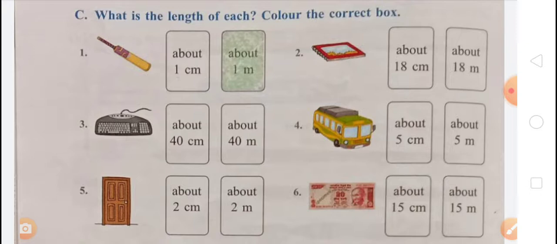And on sixth there is a 20 rupees note, and that is about 15 centimeter, so you have to color it 15 centimeter box. You can see here, in first about 1 meter, in second the length of the copy is about 18 centimeter, in third the length of the keyboard is about 40 centimeter, in fourth the length of the bus is about 5 meter, in fifth the length of the door is about 2 meter, and in sixth the 20 rupees note is about 15 centimeter.